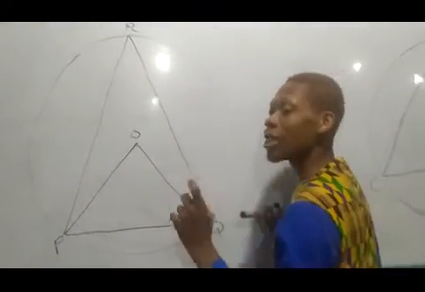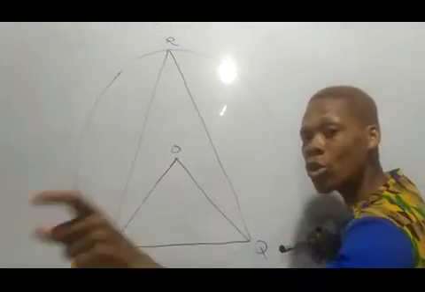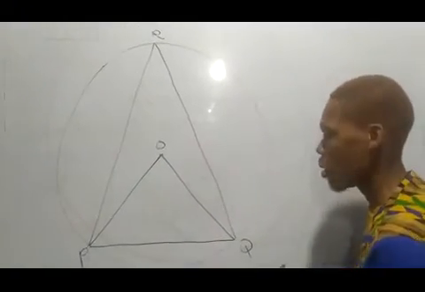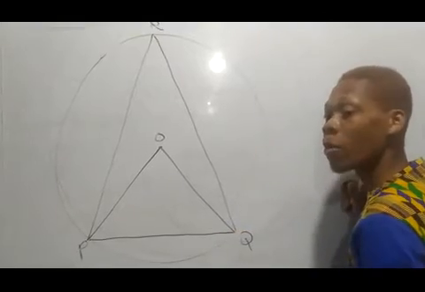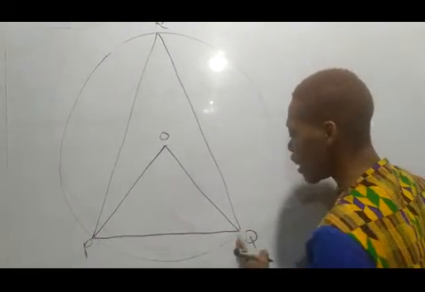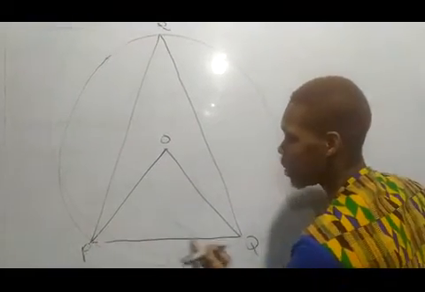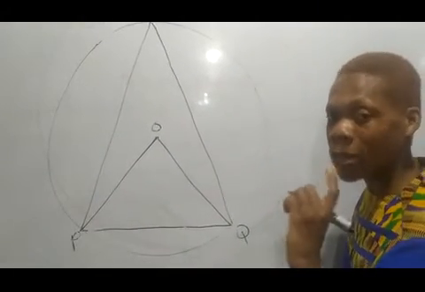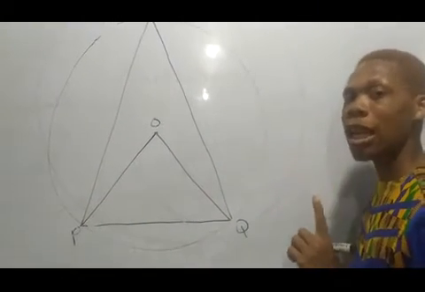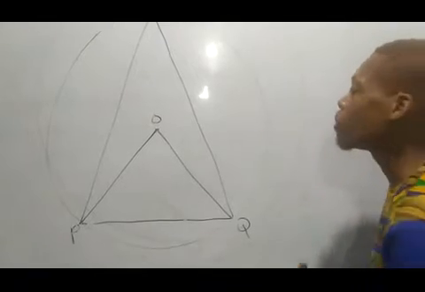Now, a chord will join 2 points on a circle. So if you check this, I have point P and this I have point Q. The line joining point P and point Q is a chord. So this line here is a chord. So it means that that chord can subtend an angle, 1 at the center, 2 at the circumference.